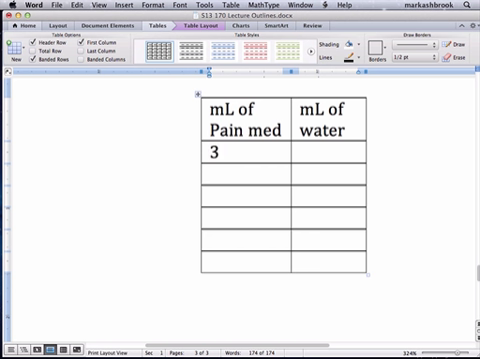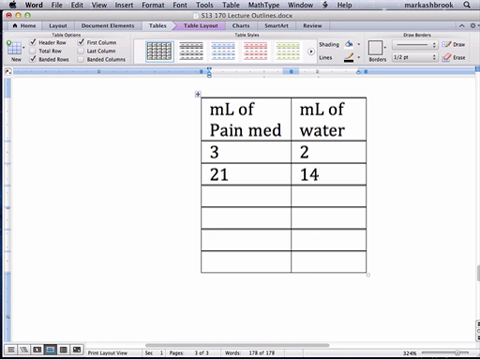I think it said when there was 3 of pain med, that required 2 milliliters of water, right? Okay, so now I want 21. I'm going to make a mixture with 21 milliliters of pain med. Immediately you know, how much water do you need?